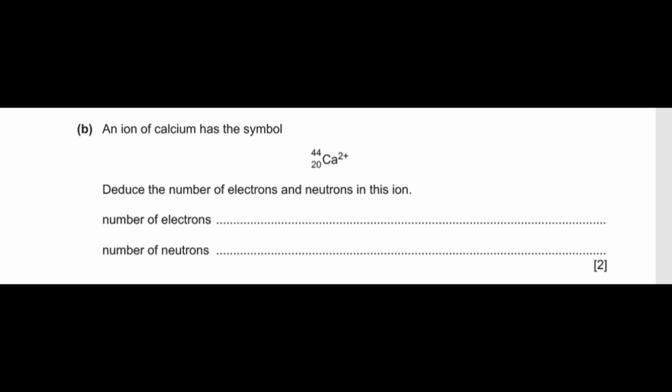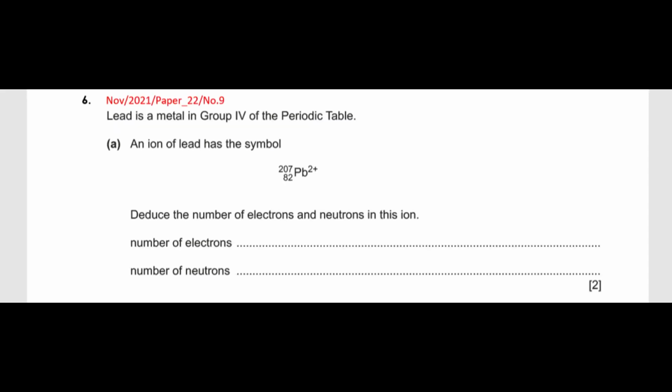Mind it, in a neutral atom the number of protons is equal to the number of electrons, but as we see, this is an ion and it is a positive ion, which means it has 2 electrons less than the number of protons. So of course we know that 20 minus 2 is 18, so the number of electrons is 18. And the number of neutrons is the atomic mass minus the atomic number, which is 44 minus 20, which comes out to be 22. So the number of neutrons will be 22.